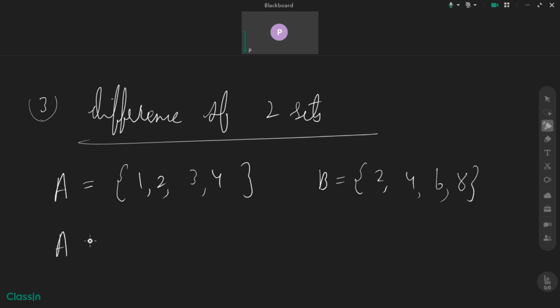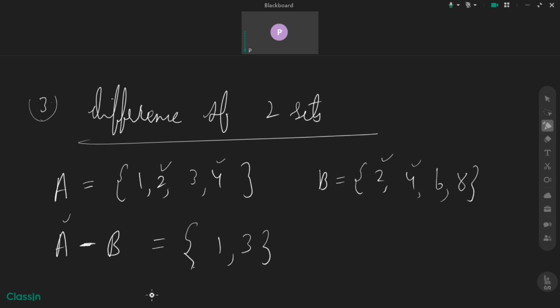Then A difference B means A minus B. We write it like this: A minus B. It is a new set that contains all elements of A, and I have to subtract those elements that are common with B. 2 and 2 is common, 4 and 4 is common, so I have to subtract 2 and 4 because they are in common with B. So I am left with just 1 and 3.